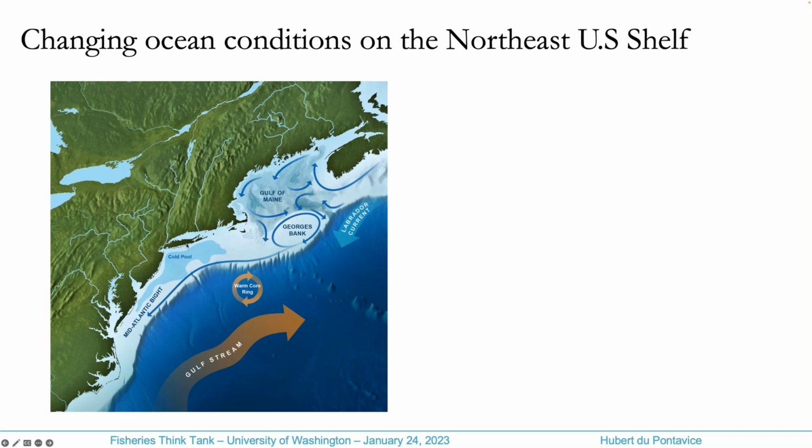And on the Mid-Atlantic Bight, a cold pool is formed seasonally after each winter, just right here. This is a critical habitat for many key commercial species, including the yellowtail flounder. So the impacts of the cold pool variability on this species will be the case study of this presentation.